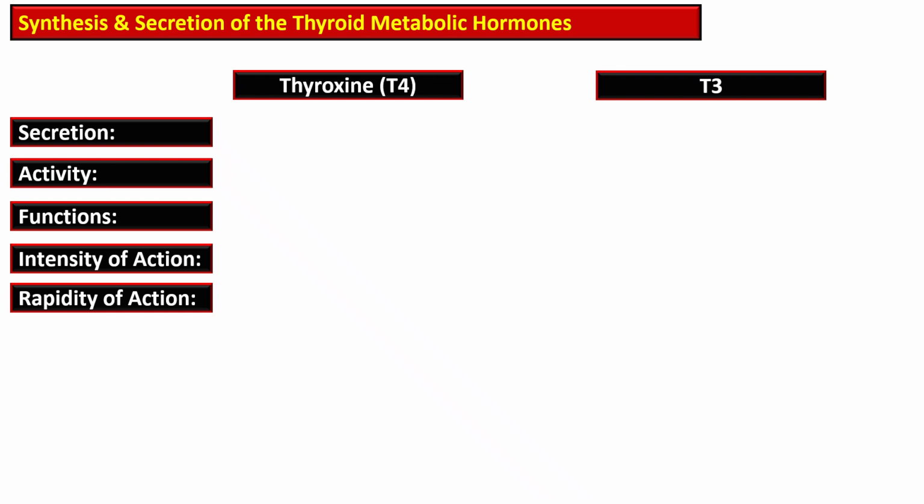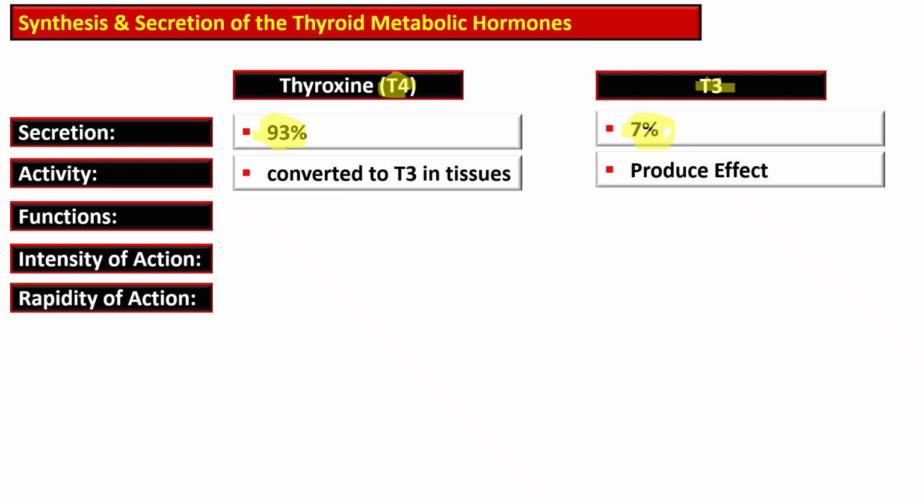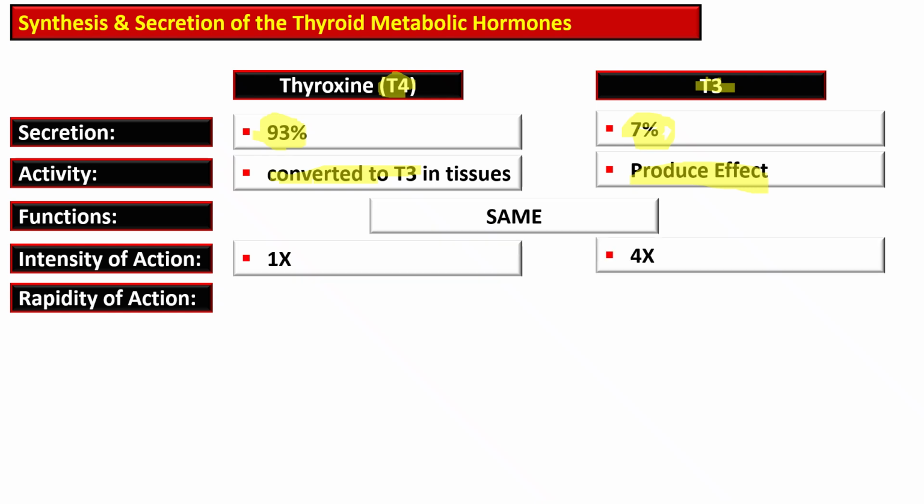Two hormones that are secreted by the thyroid gland are thyroxine, or T4, and triiodothyronine, that is T3. The T4 is present in abundance. About 93% of the body thyroid hormone is T4, while T3 is present in the circulation only 7%. T4 is converted to T3 in tissue, and T3 produces the effect. It is the metabolically active form of the hormone, and the function of both is the same.